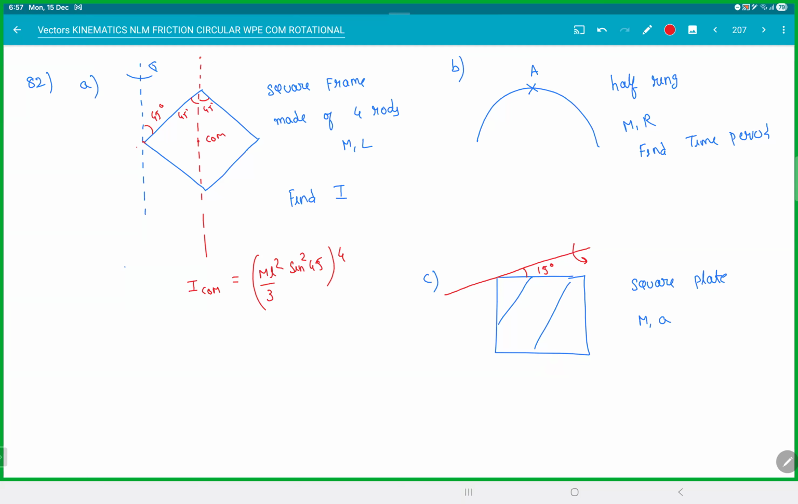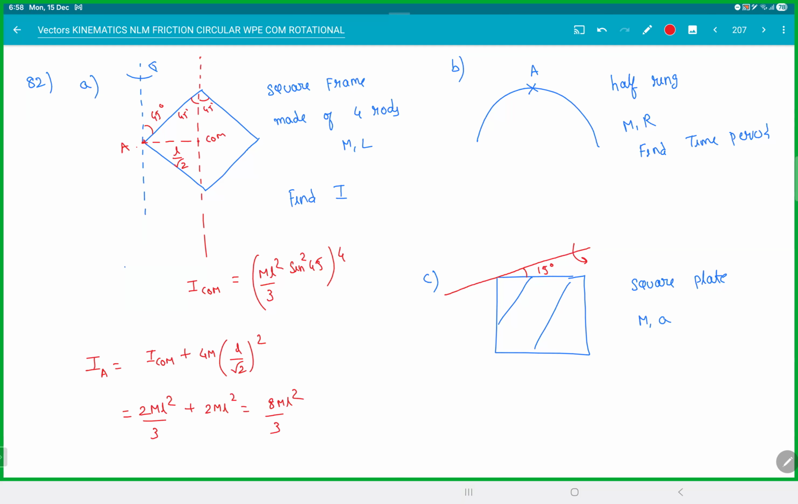Now you want it about this point A, and this distance will be L by root 2. So moment of inertia about A will be I center of mass plus Md square. Now be careful, when I say Md square, M is the total mass, which is 4m in this case. That is one mistake people make. They take it as m. Happens in a flow. You do that, and then you are done. So how much is this? ml square by 3 sine square 45, that is 1 by 2. And this is 4ml square by 2. This is 2ml square, and this is 2ml square. So 8ml square by 3.